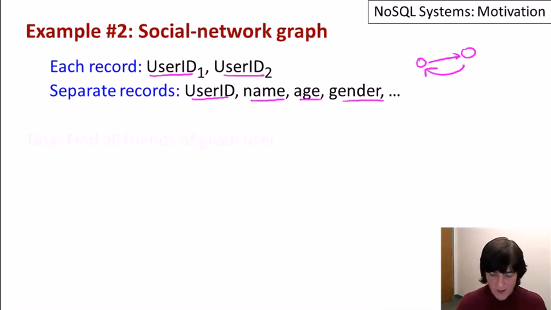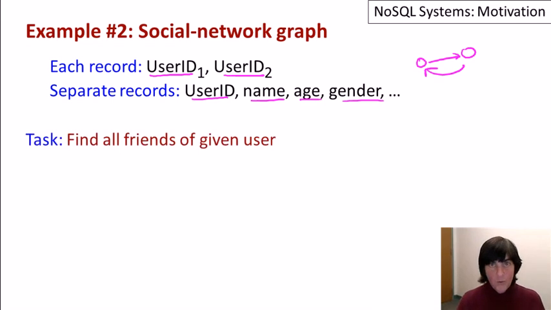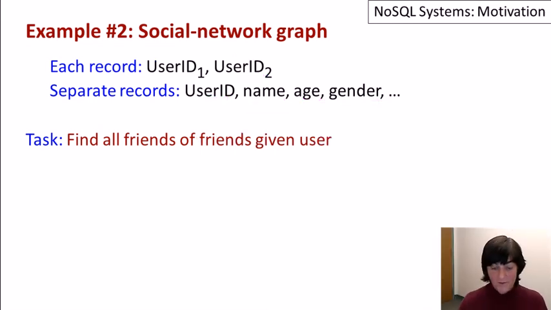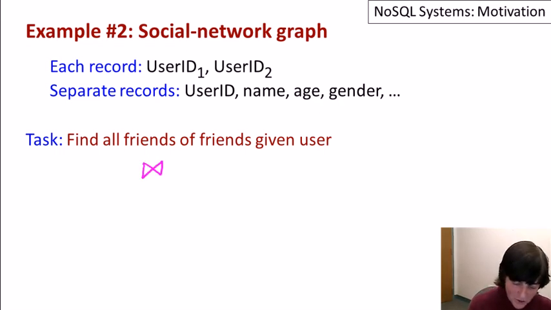What kind of operations might we want to perform? Well, one of them is to find all the friends of a given user. And so that's pretty straightforward. Again, we're just fetching the set of user twos that are associated with a given user one, so not an operation that requires a complicated query language. On the other hand, what if we are looking for all friends of friends of a given user? Actually, now we do require a join operation in order to do that.